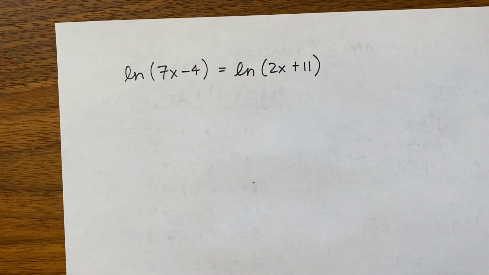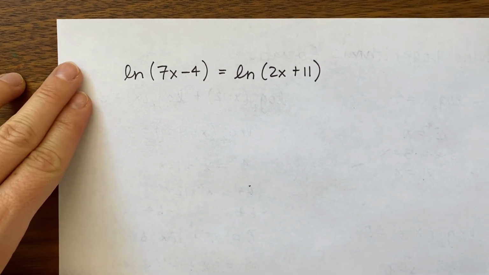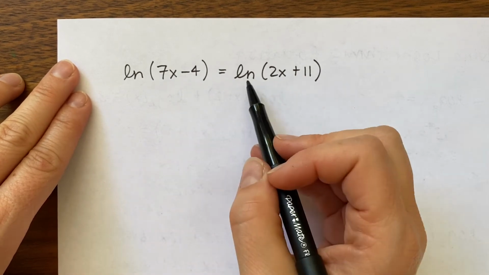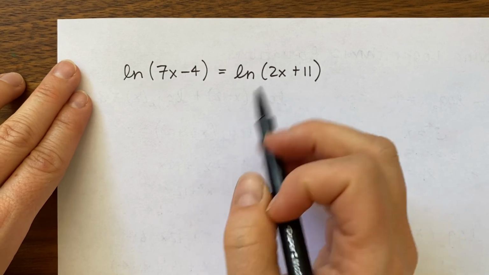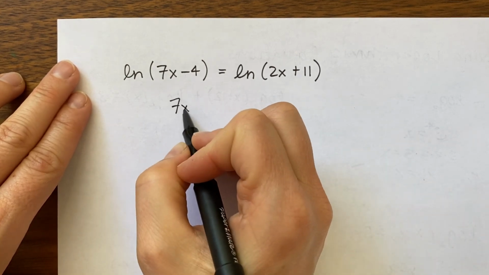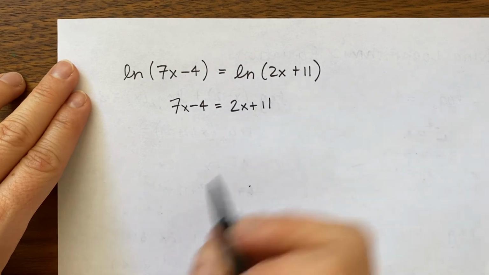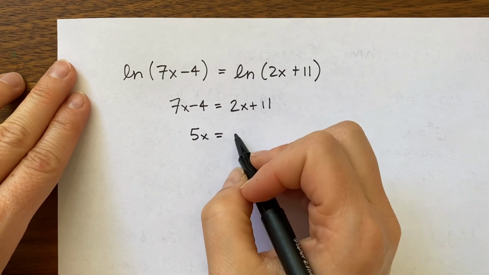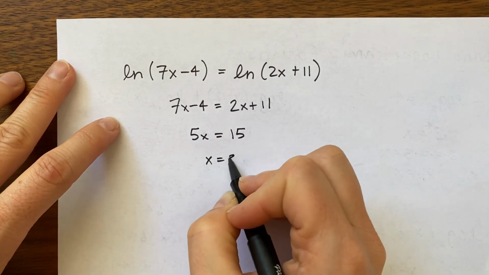Now, you may be tempted to do some work with subtracting and quotienting and equaling 0, but look here, if the natural log of some number is equal to the natural log of some number, what can you say about these numbers? Well, I would hope you would say that they must be equal. 4x minus 4 is equal to 2x plus 11. When we subtract 2x from both sides and add 4 to both sides, we get 2x equals 15, which tells me that x is 3.